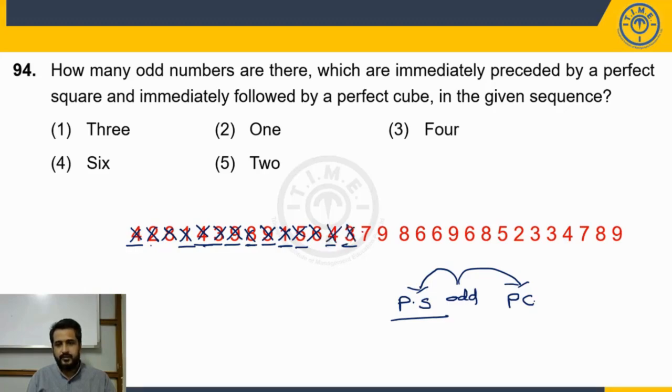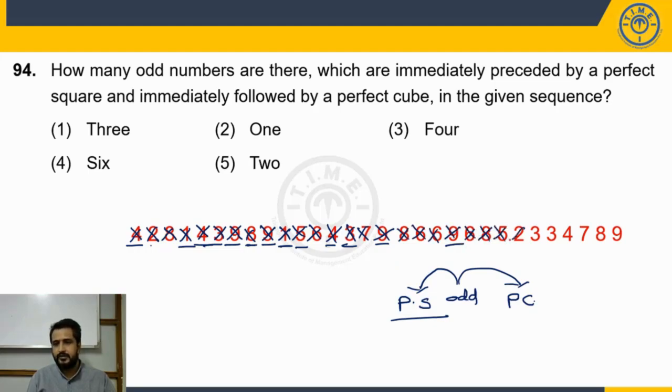Is it a square? No. Is 7 a square? No. Is 9 a square? Yes. Followed by an odd number? No. Is 8 a square? No. Is 6 a square? No. Is 6 a square? No. Is 9 a square? Yes. Followed by an odd number? No. Is 6 a square? No. Is 8 a square? No. Is 5 a square? No.